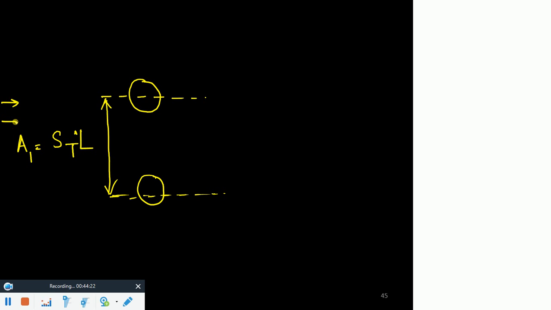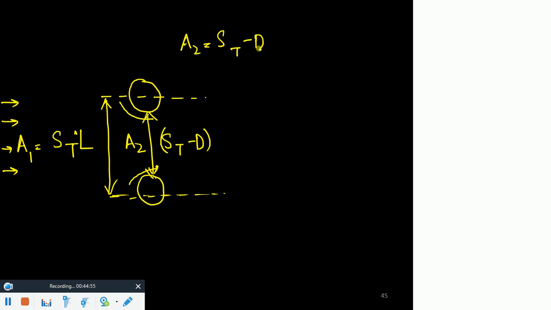By the way, flow is coming from this side. Now, after passing through this region, that flow needs to go through this region. What is this length? This length is ST minus D. So this A2 would be ST minus D into L.